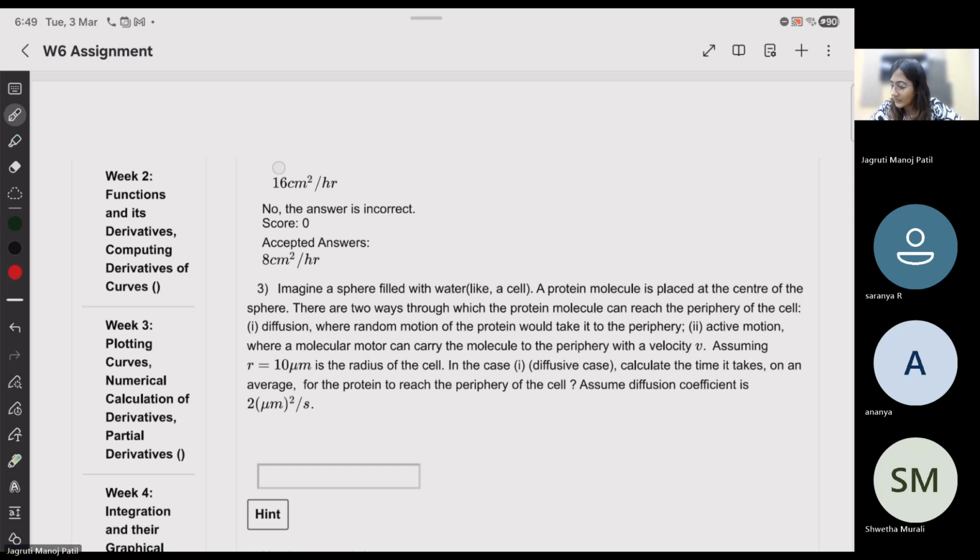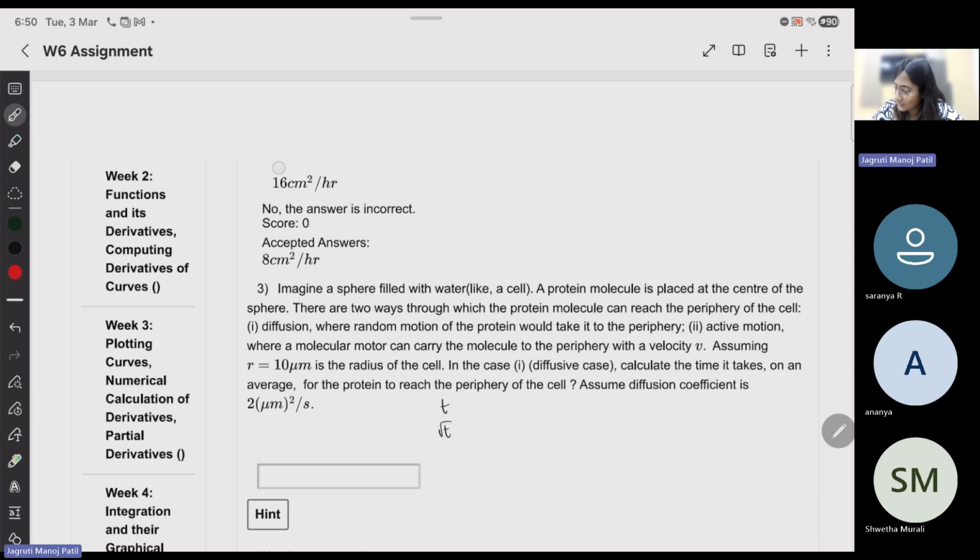Okay, so then we have a numerical question here. A sphere filled with water, like a cell. We have a protein molecule placed at the center of the sphere. There are two ways in which it can reach the periphery of the cell. One is diffusion, the second is active motion. I guess you understand where this is going now. Assume a radius of r, and in the diffusive case, calculate the time it takes. For diffusive, it was proportional to t, and for the other case, proportional to root t, right? For the protein to reach the periphery of the cell.